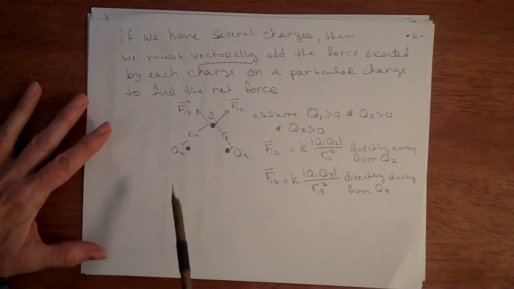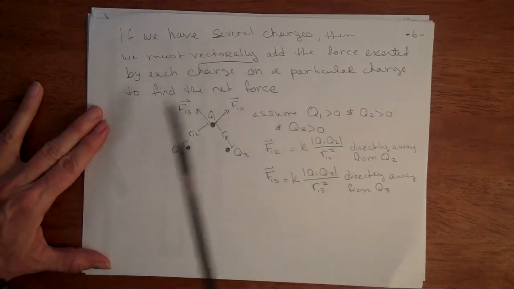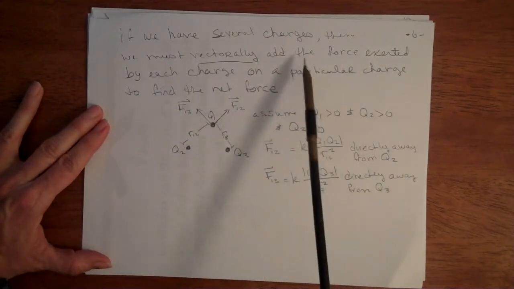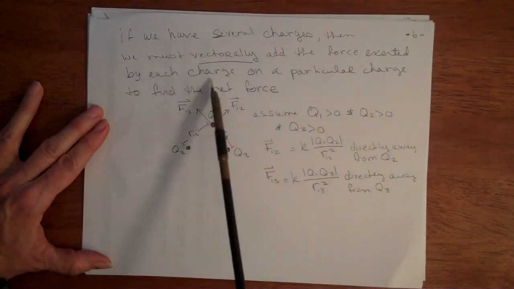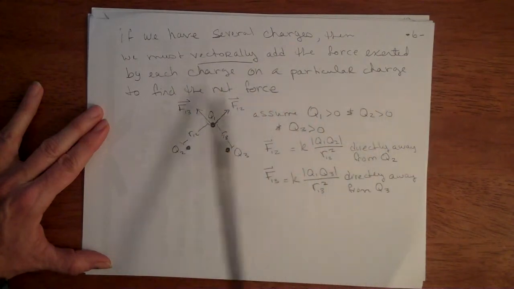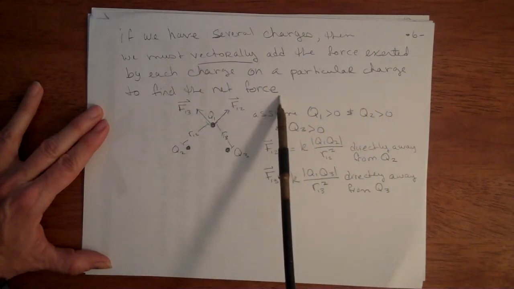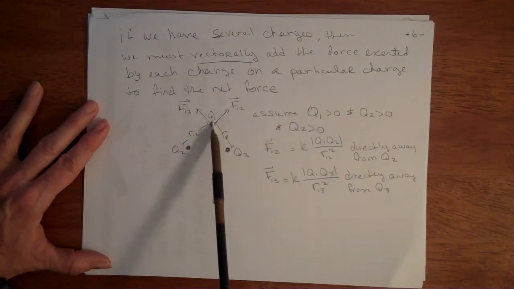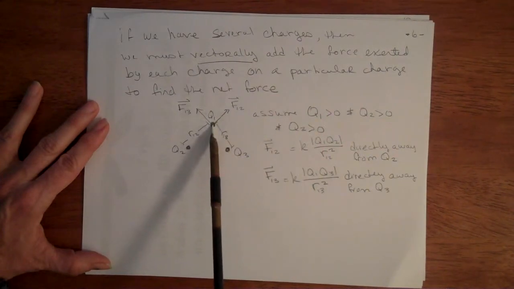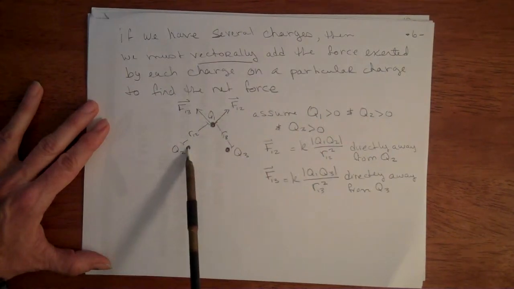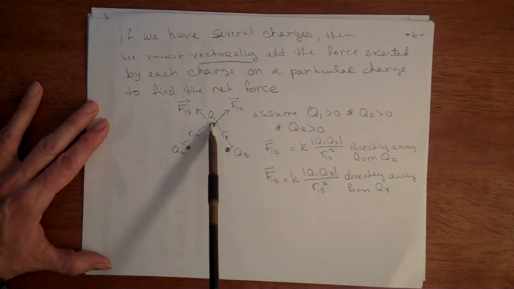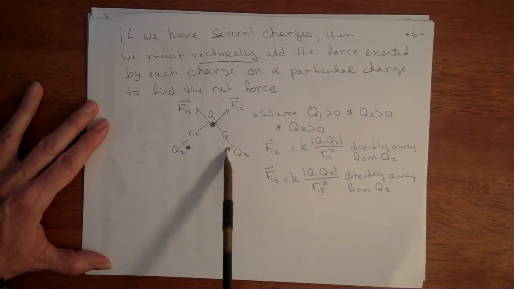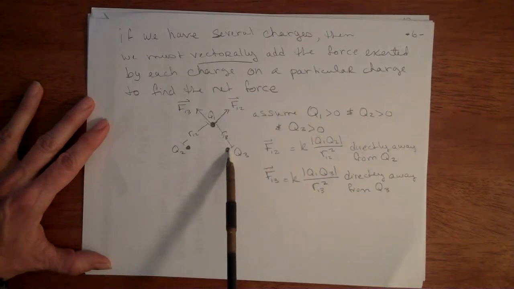Now, if we have several charges, then we must vectorially add all of the forces exerted by each charge on a particular charge to find the net force on that charge. So, for example, if I want to find the net force on charge 1, well, charge 1 is feeling a force exerted by charge 2, but charge 1 is also feeling a force exerted by charge 3. All charges electrically interact with one another.